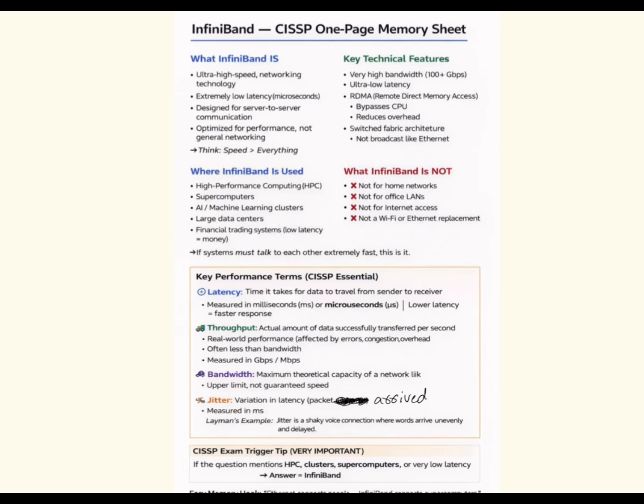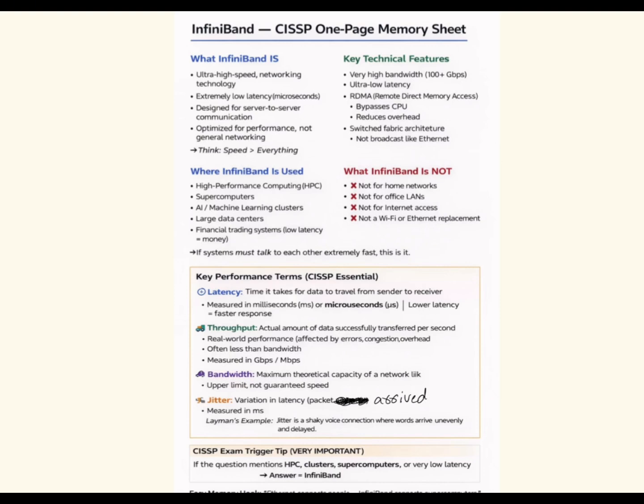InfiniBand is not theoretical, it is heavily used in real world use cases: supercomputers, high performance computing, artificial intelligence, machine learning training clusters, scientific simulation, financial trading platforms, large data center east-west traffic. Where it is not used: home networks, office LANs, Wi-Fi, internet routing. These are not the use cases for InfiniBand.